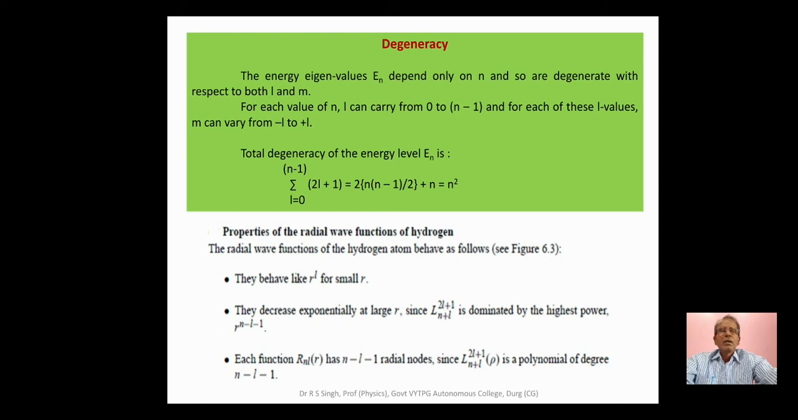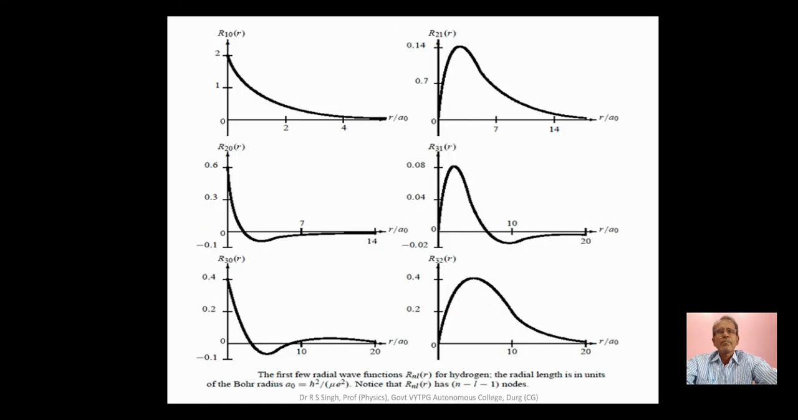Degeneracy: the energy eigenvalues En depend on n and so are degenerate with respect to both L and m. For each value of n, L can vary from 0 to n minus 1, and for each of the L values, m can vary from minus L to plus L. So the total degeneracy of the energy level En is equal to n square.